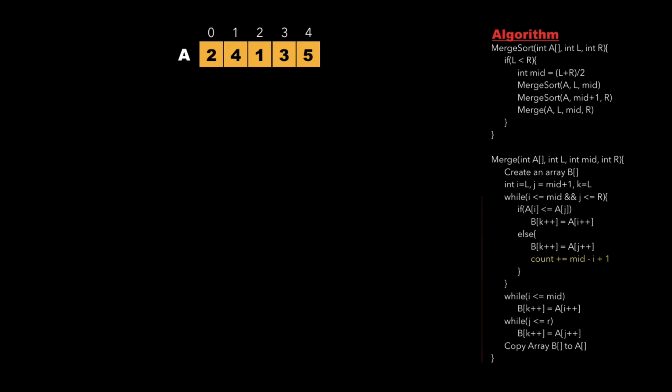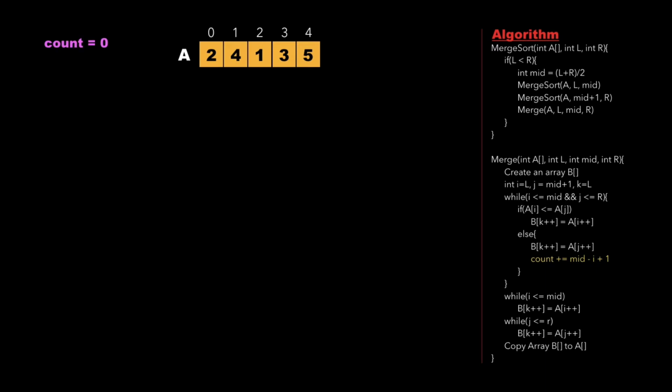The right side of the screen shows the algorithm for merge sort, where we have made a slight change in the merge function. As we can see in the else part of the while loop, we have inserted a line: count = count + mid - i + 1. This particular line is used to update the value of inversion count. Initially we declare a global variable called count and initialize it to 0.